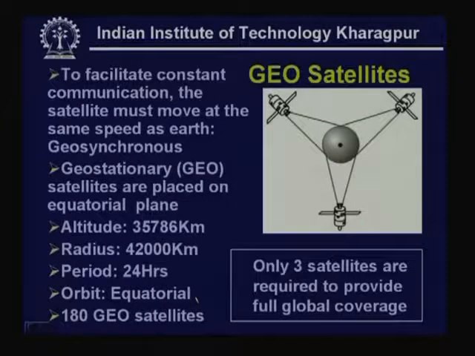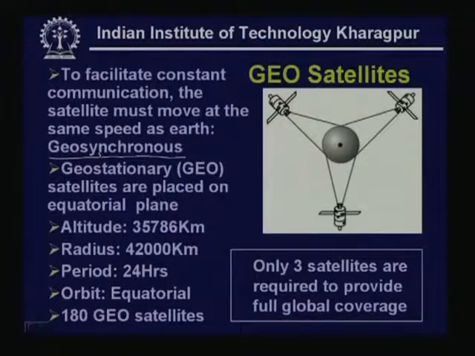So, this is your GPS. Now, let us focus on the geosatellites. To facilitate constant communication, the satellite must move at the same speed as the earth, which are known as geosynchronous satellites. We have seen in case of MEO and LEO or even in GPS satellites, the satellite is moving around the earth, and from a particular position if you look at it, you will find its position keeps on changing.